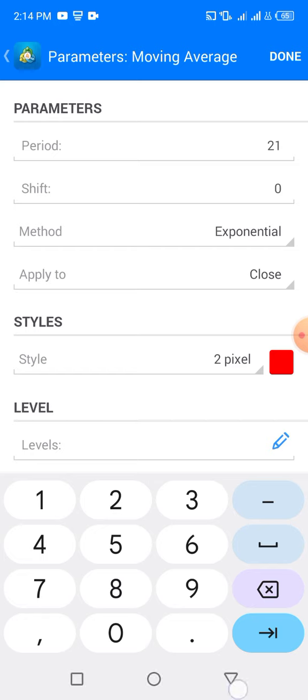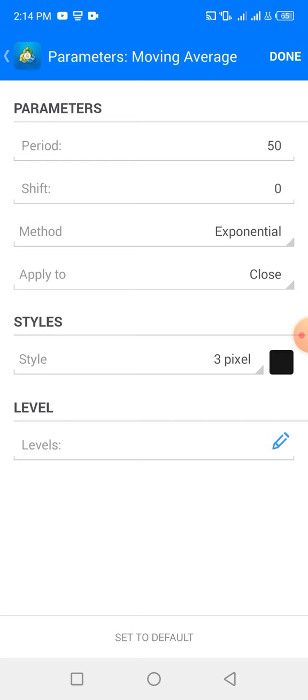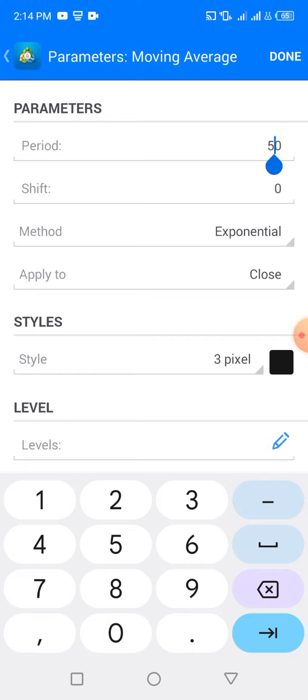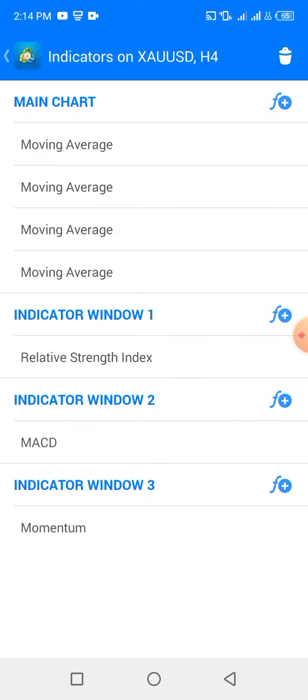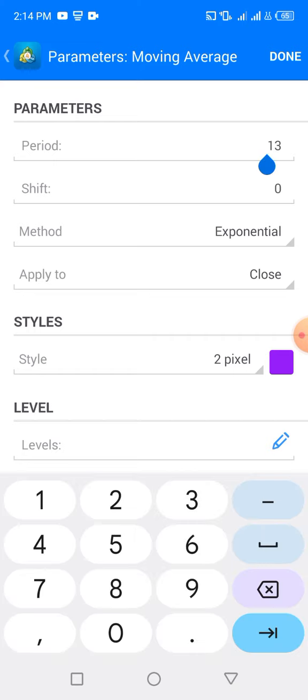And then we are done with it, and we go to the second moving average, which is the 50 moving average. Here we will not change anything because it's already on period 50, it's already on exponential, and it's already on color black, which indicates that it's a 50 moving average. Then we go to the third moving average, the pink one. Here we will not change anything because the period is already 13, the method is already exponential, and the color is already pink.